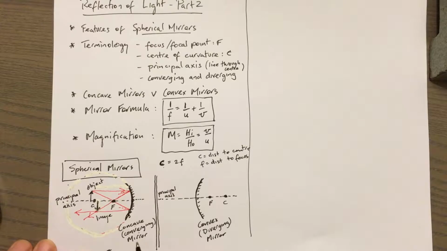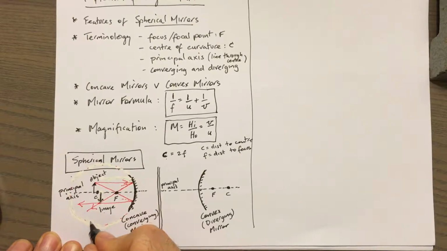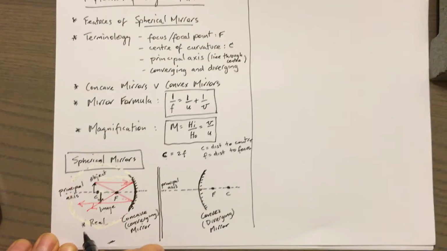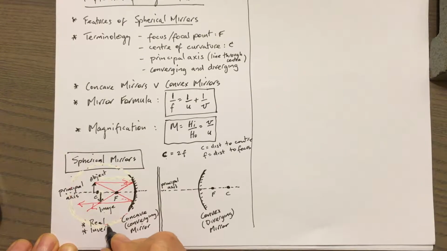So a couple of things about this. It's a concave converging mirror. What we see with this particular image is it's a real image. So if we look at the characteristics of the image, we say it's a real image. We say it's inverted because it's upside down. And the other thing is we'll see that it's reduced in size.